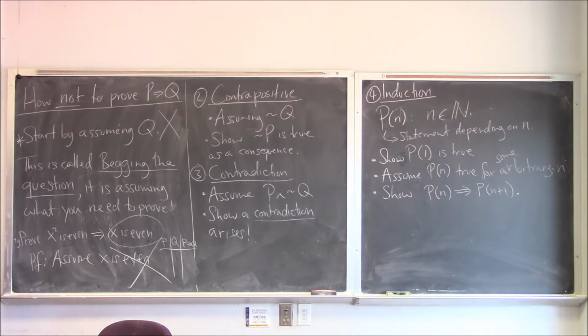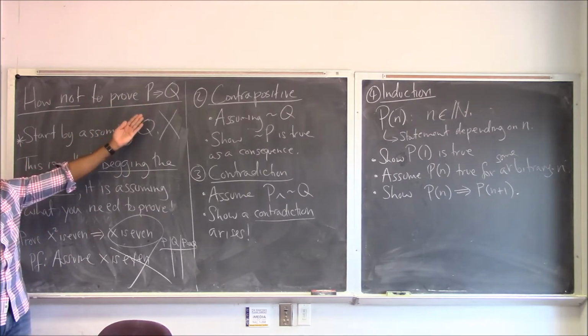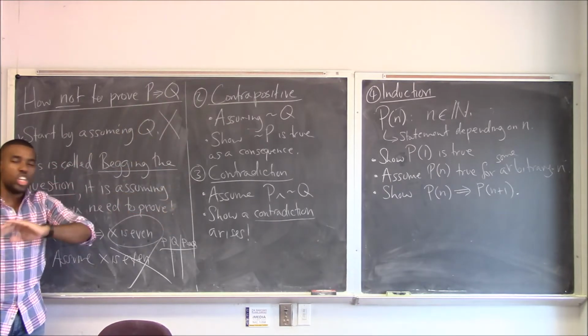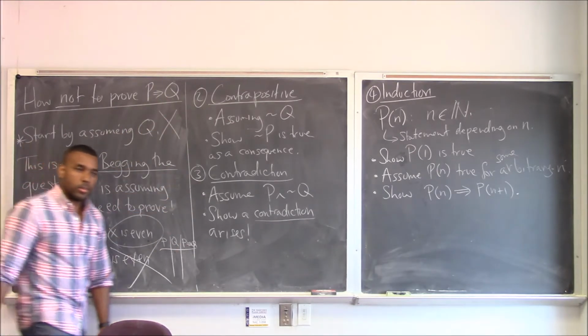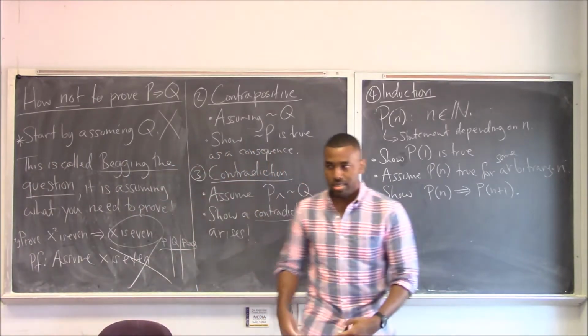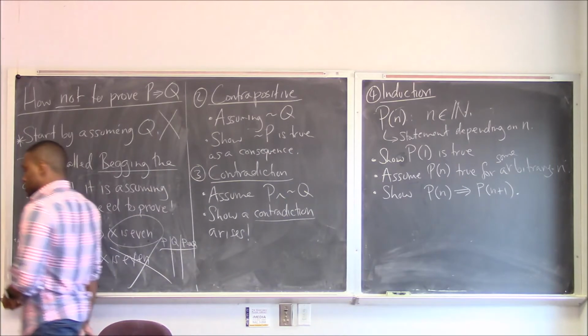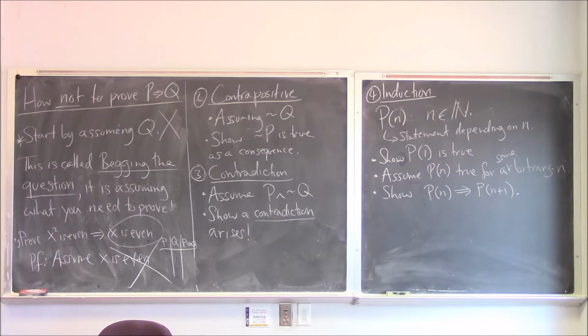You cannot assume what you want to prove. So if you need to prove P implies Q, and you start out by saying, assume Q, blah, blah, blah, literally nothing you say matters. It is not a right proof. It is completely wrong in one of the greatest possible ways. And that kind of goes for pretty much any of these proof techniques.